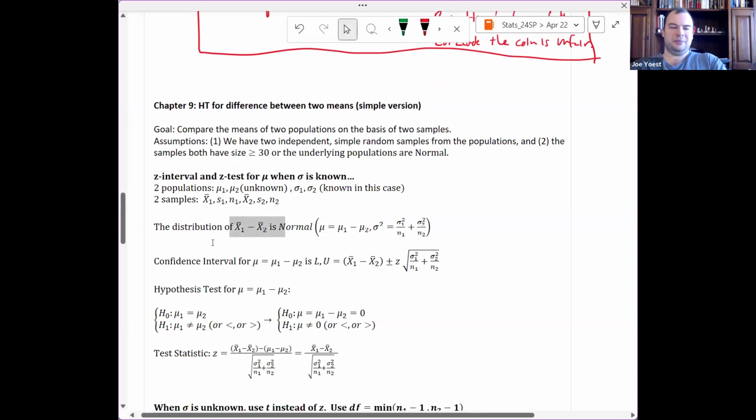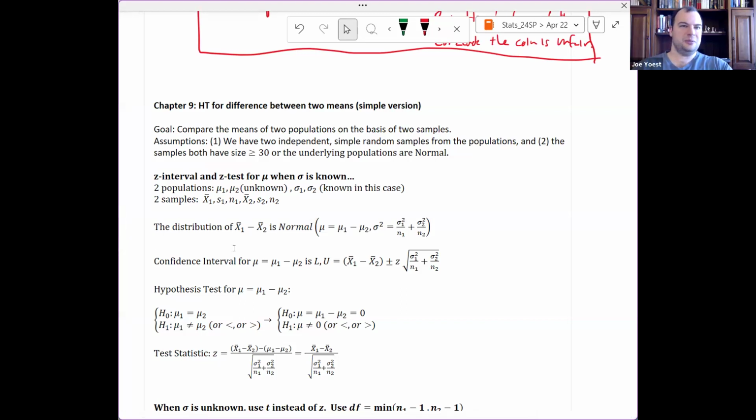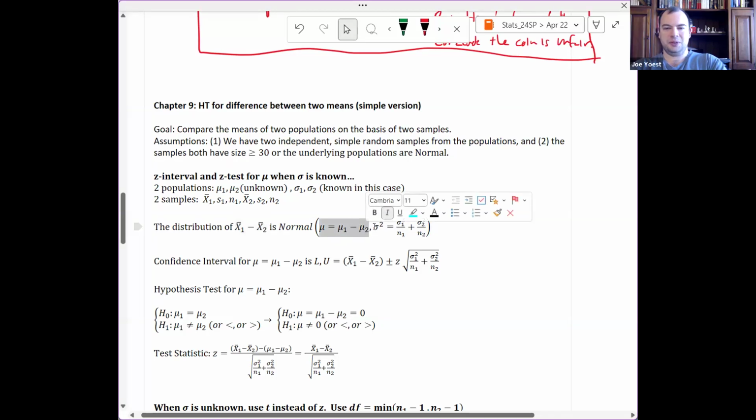Something that we've talked about a little bit in the past is that since X bar 1 is normally distributed and X bar 2 is normally distributed, their difference is normally distributed. The sum or difference of normal distributions is also normal. That's that stability property that makes normal distributions special, and which is the reason that the central limit theorem involves a normal distribution and not some other distribution. And in particular, this difference, X bar 1 minus X bar 2, is normal with a mean of mu1 minus mu2.